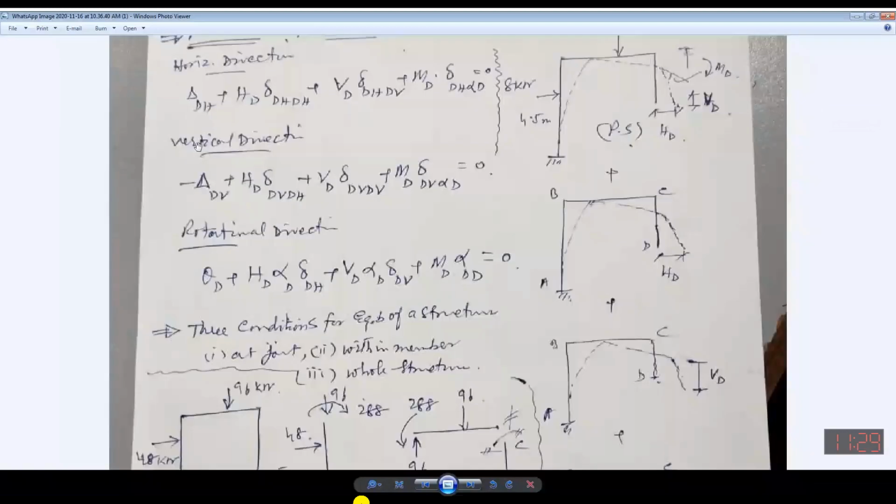This is acting downward. Apparently it will be under the effect of this or this. It will go like this and this will come down. Okay, this is the deflection at D in the vertical direction due to applied loading. Flexibility at D in the vertical direction due to unit load at D in the horizontal direction. Due to unit load in the vertical direction, due to unit moment at D. Why, brother? Okay?